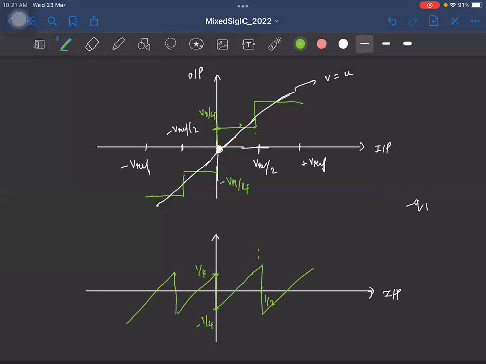So what is delta here? It's minus Vref to plus Vref, right? Okay, delta is, yeah, correct, sorry, 2 Vref by 4. So delta by 2 is Vref by 4, and that's what happens here. It varies between plus and minus delta by 2. This is obviously the ideal case.